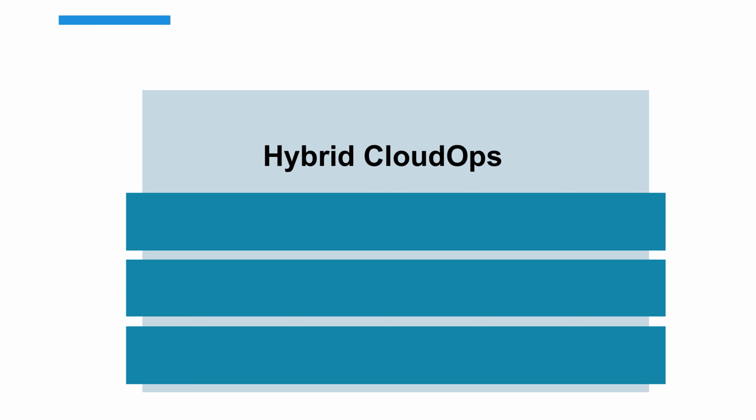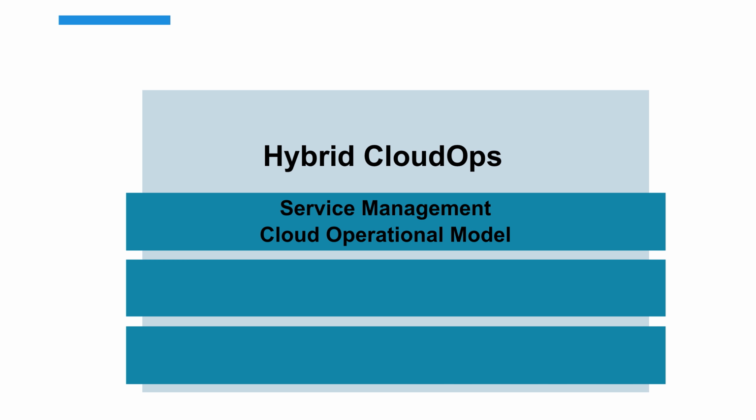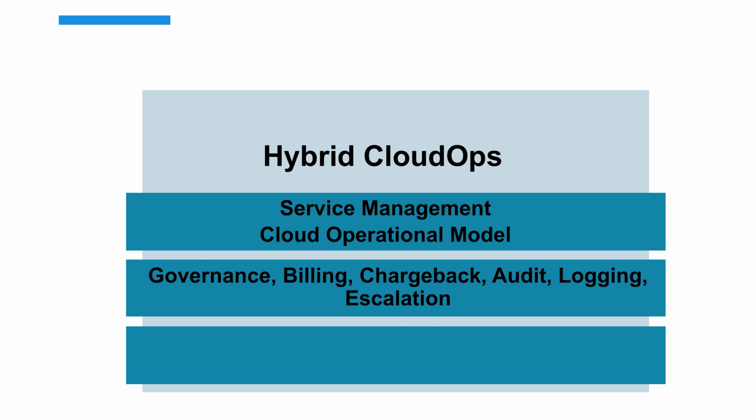So if we're going to do hybrid cloud ops, we need to deal with service management and cloud operational models. So one of the things that you need to do is plan in terms of how you're going to operate your system. So in other words, how you're going to manage your services, who's in charge of managing services, automated tools, skill sets that are needed. All these sorts of things need to be thought of. And that includes creating a cloud operational model in terms of how we're going to approach cloud operations, in this case, hybrid cloud operations.